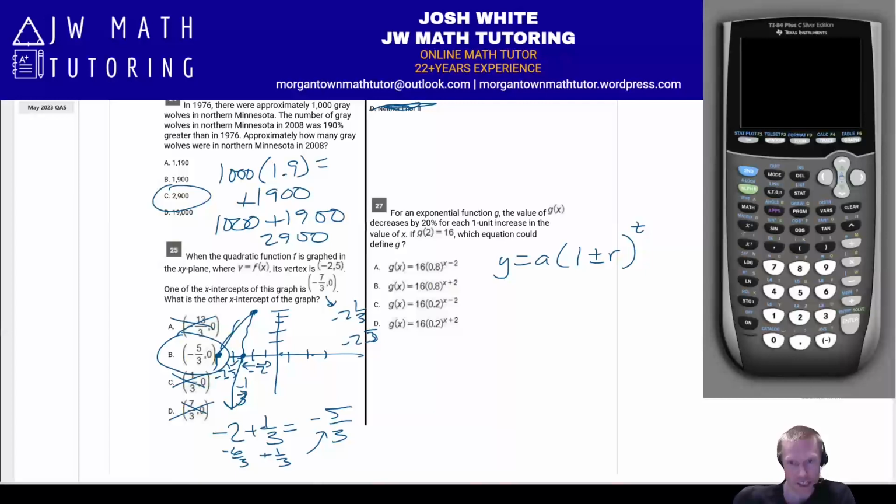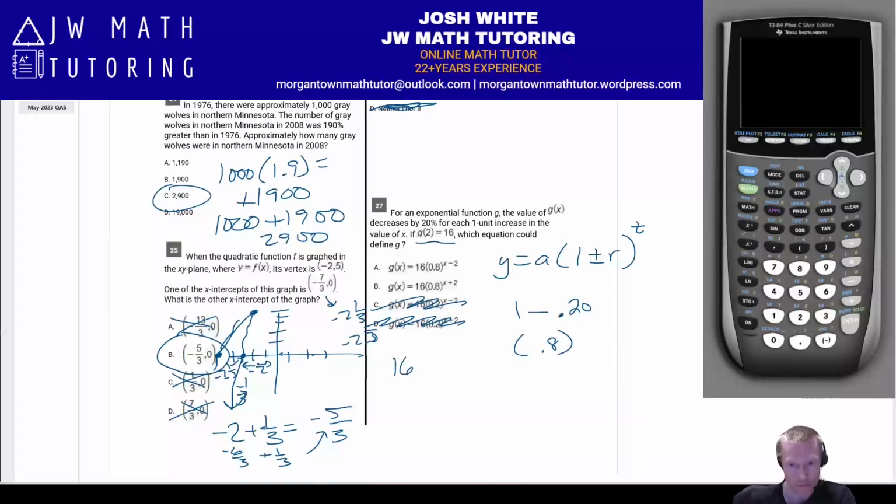So first of all, a couple things. Since it's decreasing by 20%, decrease means it's minus, and that means the decline rate is 20%. So inside the parentheses, it's going to be 0.8. Right off the bat, these two are incorrect. Now, if you're trying to determine which one of these is the correct answer, all we have to do is take 2 and plug it in for x, and then see which one of these gives 16 as our y value. They tell us right here.